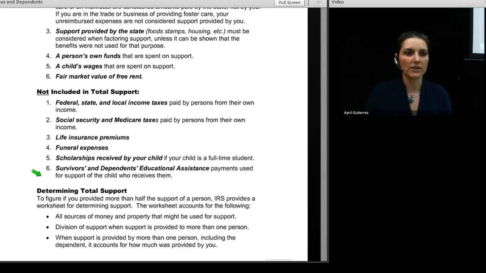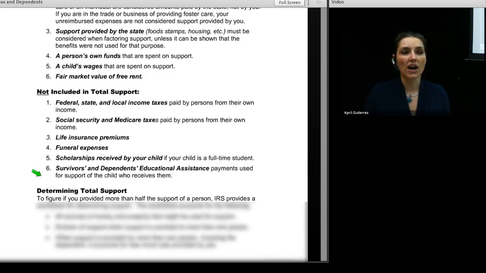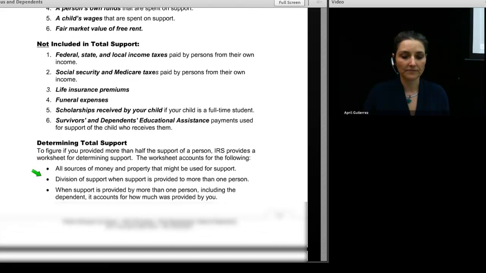So earlier there was a question about student loans. Do they factor into support? The answer is student loans, money taken out by a student in that student's own name and used for that student's support, would be a factor in support. But scholarships received by that student and used to pay qualifying education expenses would not factor into that child's support.